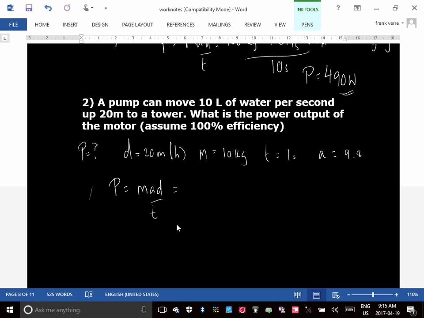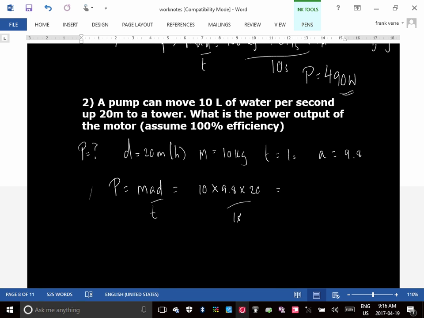Okay, so power is mad over T, right? So mad, 10, acceleration, 9.8, height or distance, 20, time, 1 second. I put the unit in for time, but I didn't put the unit in for anything else. I'll just scratch the unit out. We'll leave it unitless, because we know the unit's supposed to be watts. It's supposed to be watts because the mass is in kilograms, acceleration is meters per second squared, this is the meter, and time is in seconds.